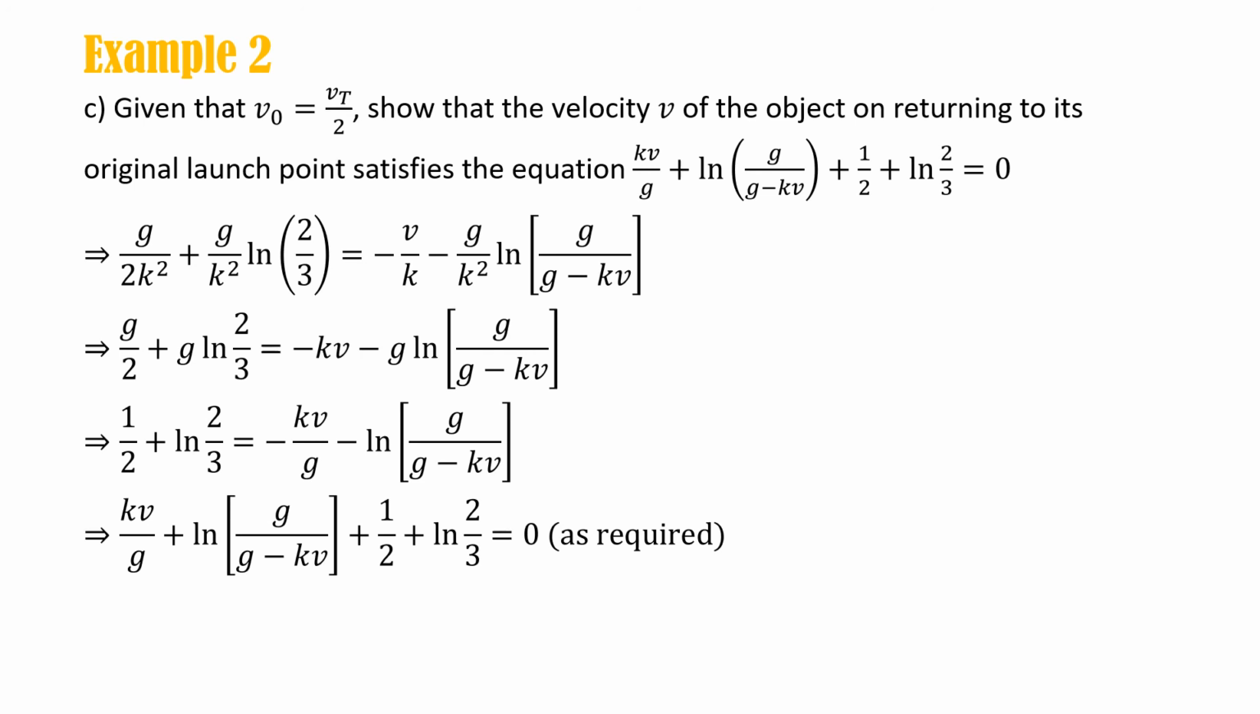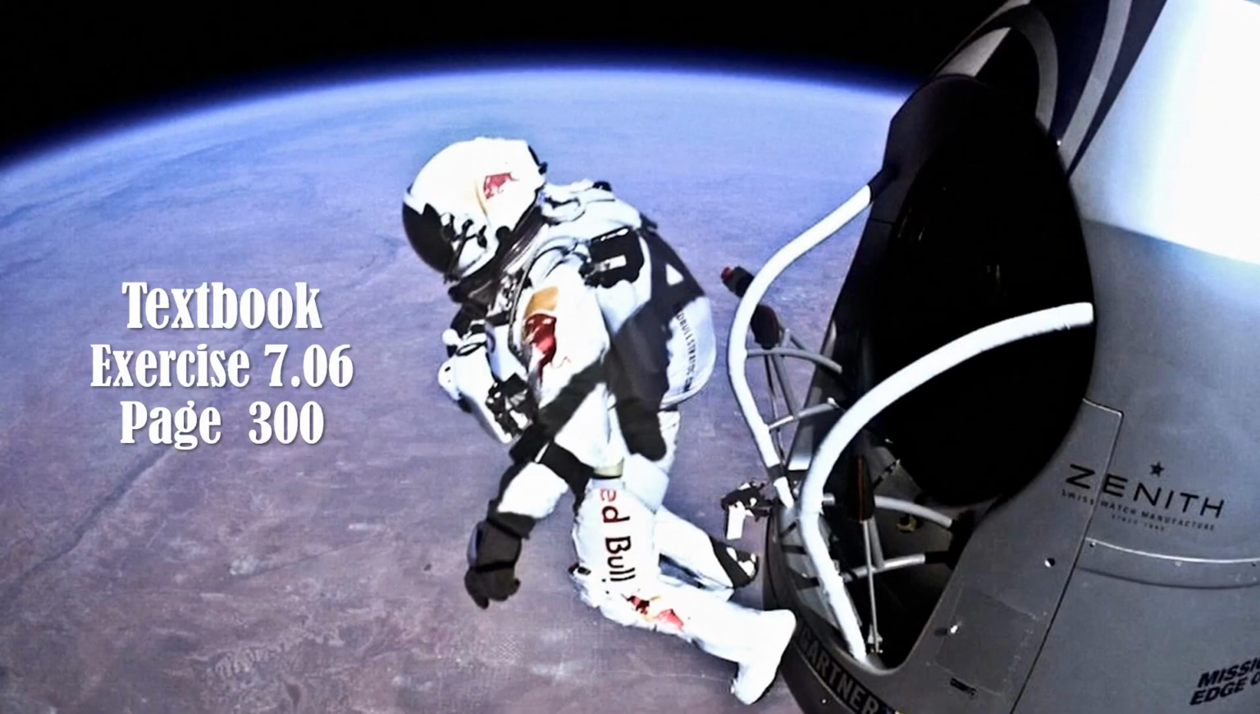All right, so we've had to do quite a lot of algebraic manipulation in example two, but hopefully there's nothing there that has been too much of a leap. But that finally brings us to the end. And there's our good friend Felix, just as he launched himself off from his orbiting satellite that got taken up there by a solar balloon.